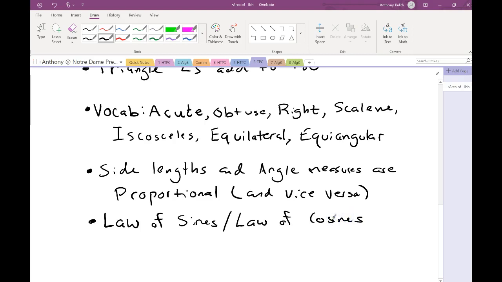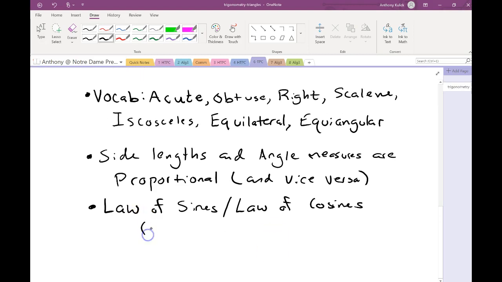Do the names law of sines or law of cosines sound familiar? That maybe sounds a bit more familiar. Probably didn't do a ton of work with those in your geometry class. We will go over this topic as if no one had seen this before inside of this course, but we'll talk more about the law of sines and law of cosines in much greater depth later on this semester.